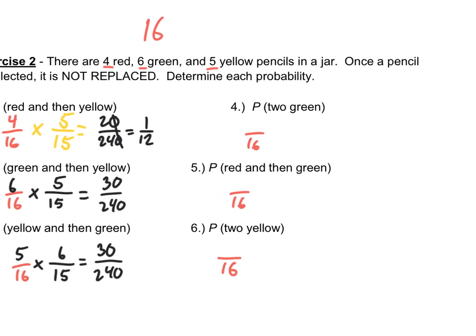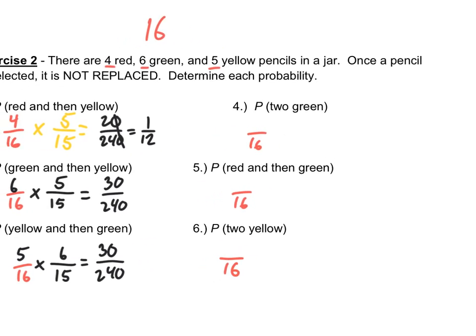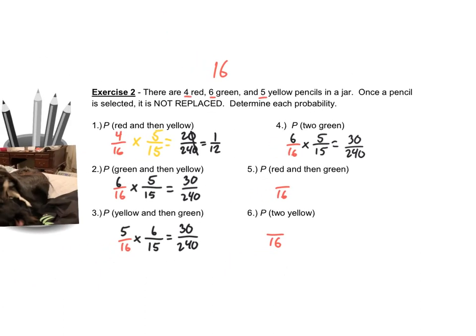Number 4, I want to know the probability of getting 2 greens in a row. So I've got 6 greens currently. After I've drawn 1, I'm only going to have 5 greens left, and I'm only going to have 15 left in the jar. 6 times 5 is 30. 16 times 15 is 240. Some of you guys are probably noticing a pattern right here. Yeah, they all just happen to be the same. They're not all, at least I don't think they're all going to be the same.